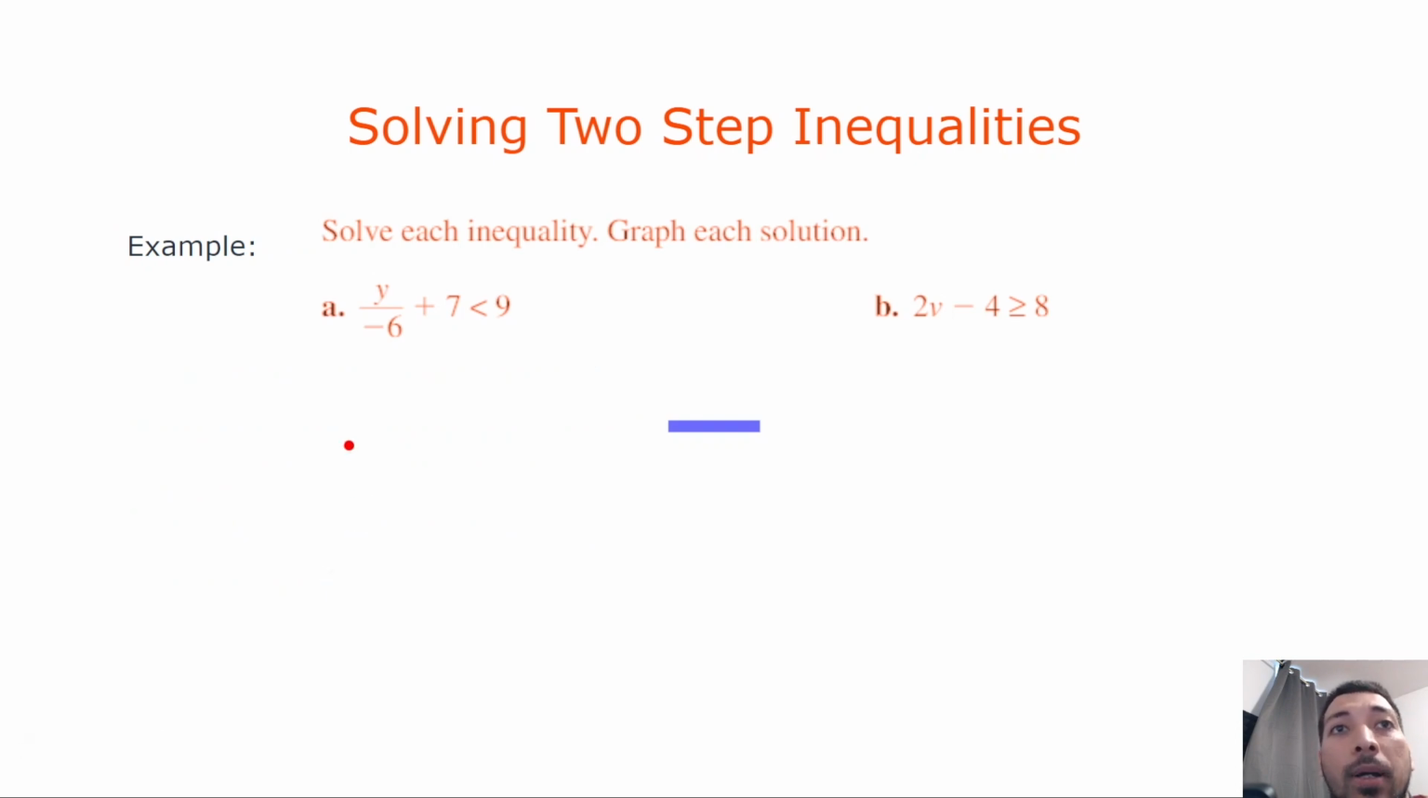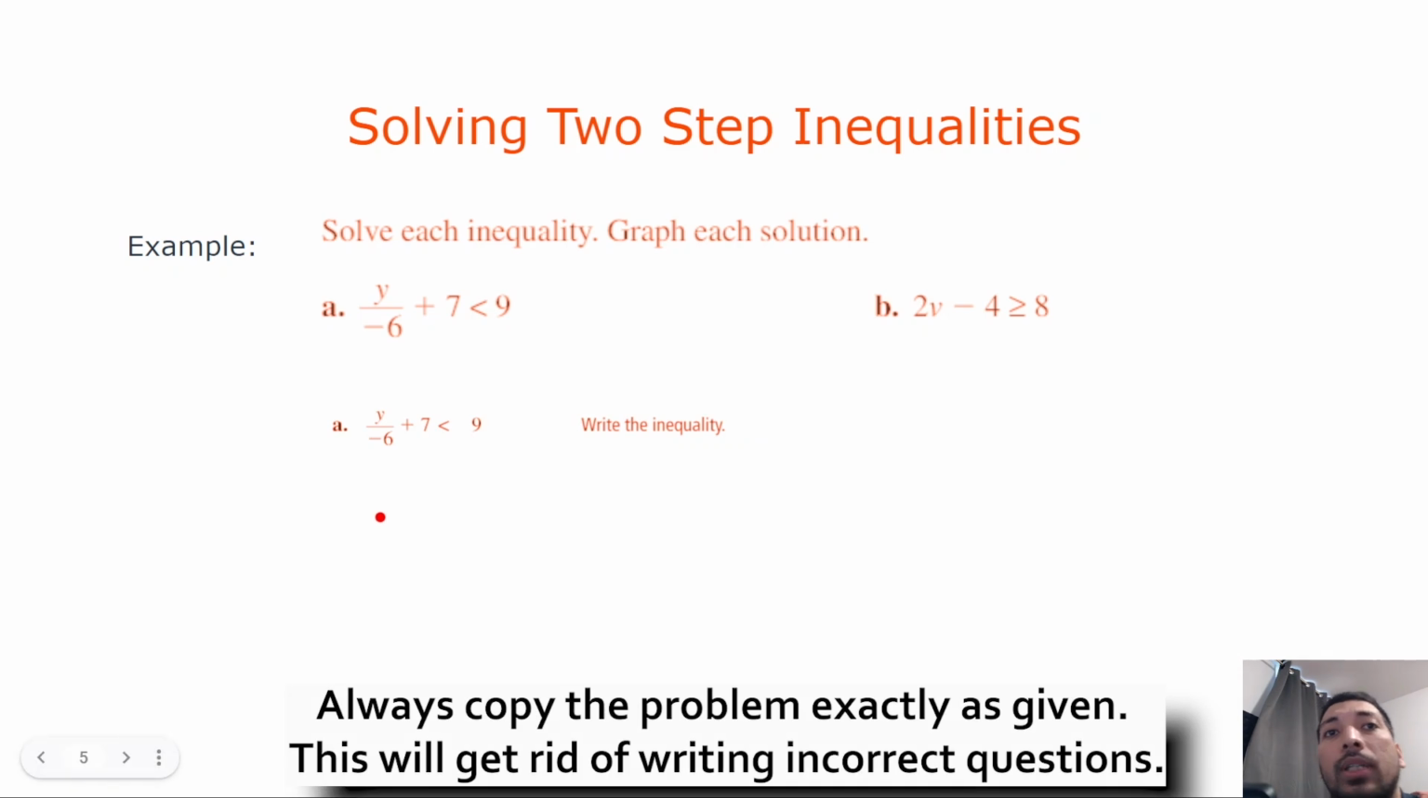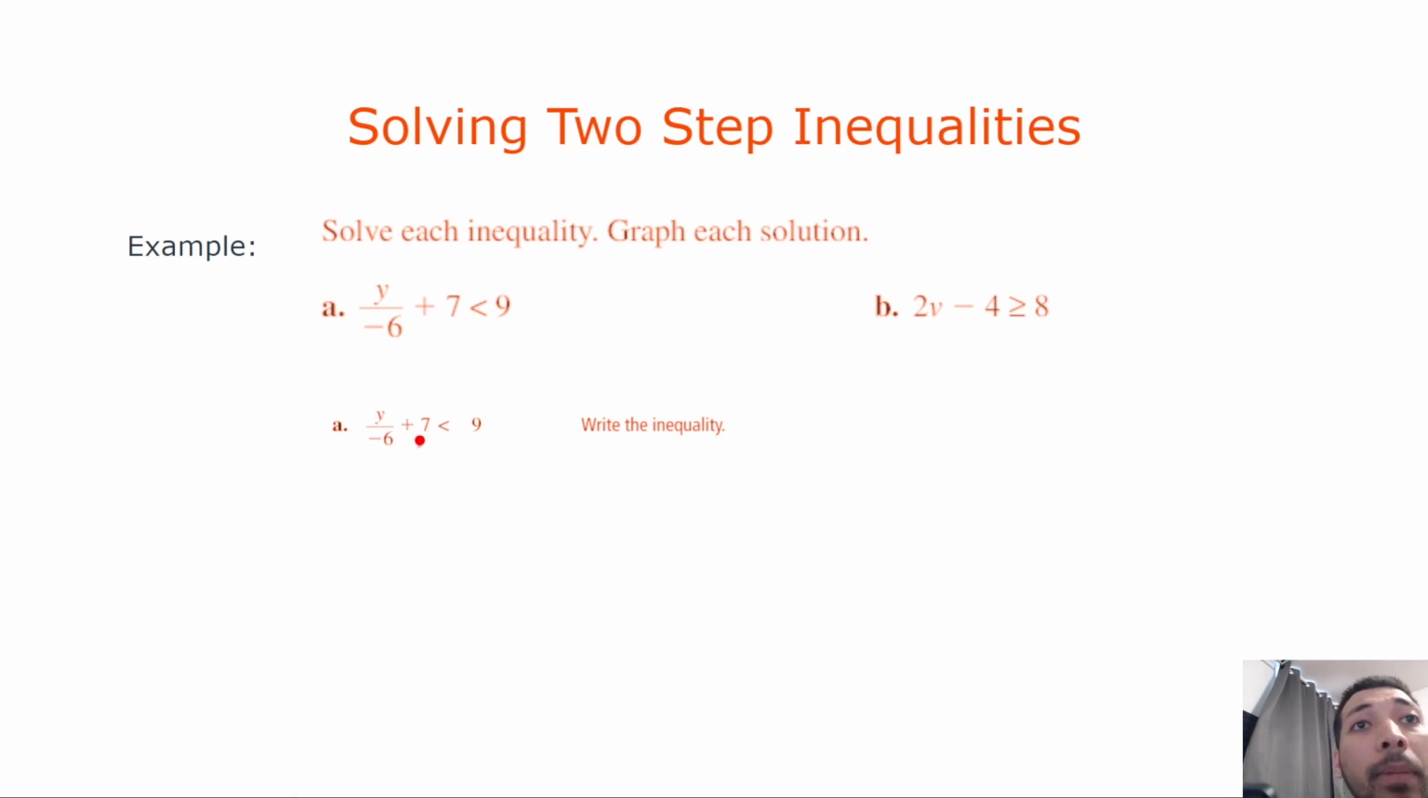So here is the first problem. We have y over -6 plus 7 less than 9. So let's see how we can solve this problem. First, we can write down this inequality. Now we can get rid of this 7 from the left side by using subtraction. If you subtract 7 from both sides, we get y over -6 less than 2.